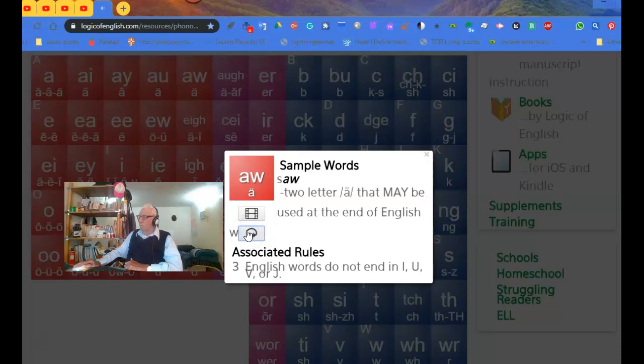Ah, two-letter ah that may be used at the end of English words.